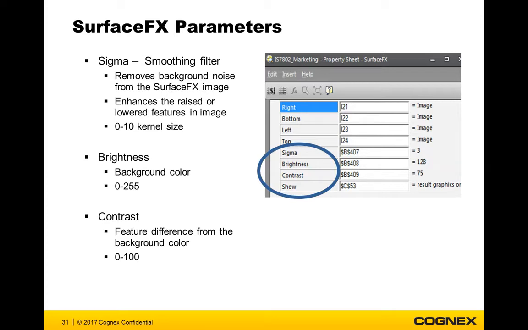And then brightness. Think of this as, what do you want the background color to be? What do you want that surface to be? Do you want it to be white, which would be 255, or black, which would be 0? Typically I set it to 128, which is right in the middle, but you can obviously adjust that. And then contrast, you can think of this as, what is the feature difference from the background color? If your feature is raised, it's going to be white. So if your brightness is set to 255 and the feature is white, we want to have some more contrast there. So what we want to do is set your brightness maybe down to 0 and then set your contrast up to 100 to make sure that the contrast between the background and that raised feature is really sharp.